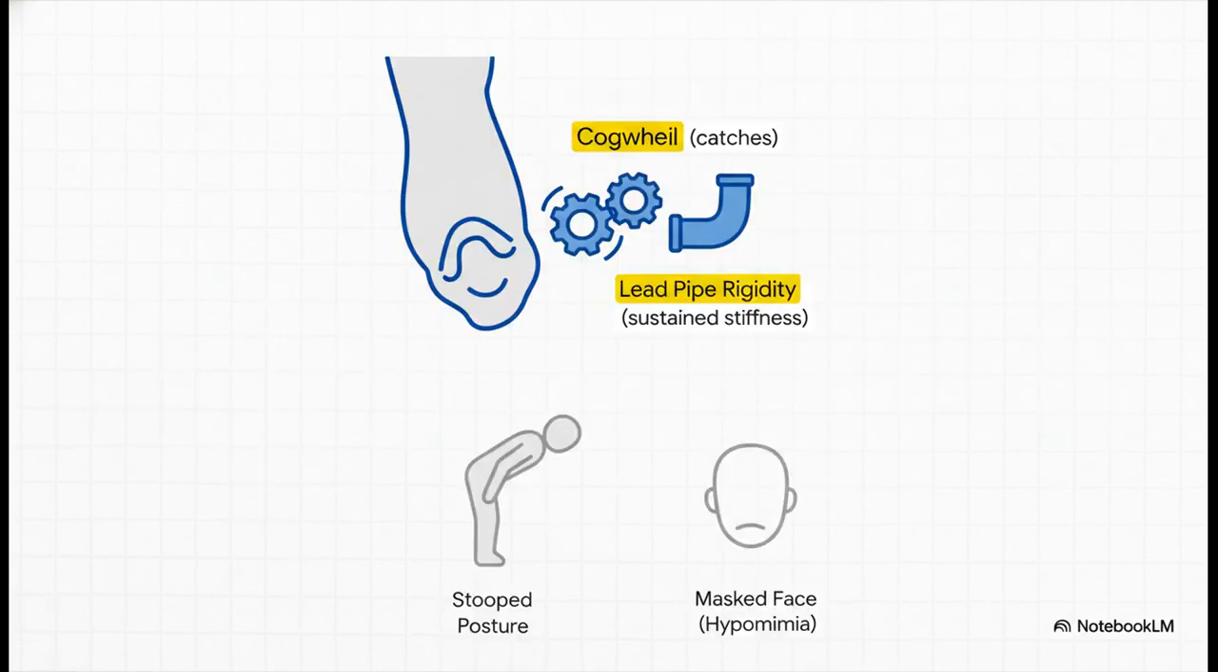Next up is rigidity. When you passively move a patient's arm, for example, you might feel this sort of ratchet-like start and stop catchiness. We call that cogwheel rigidity. Or you might feel a smooth, sustained resistance all the way through the movement, which we call lead pipe rigidity. This stiffness is what leads to that classic stooped posture and the expressionless, masked face or hypomimia.